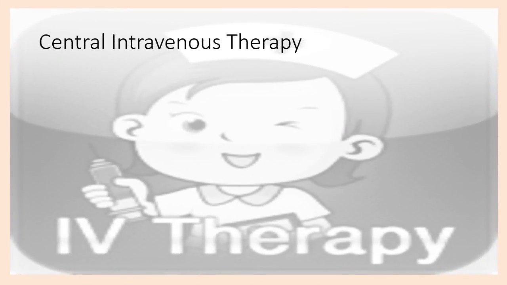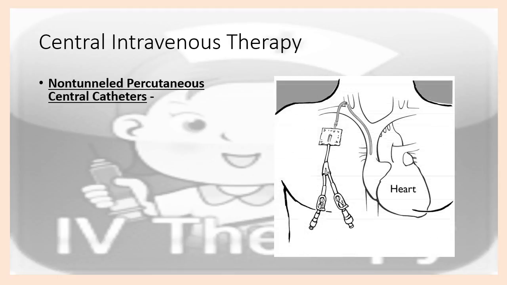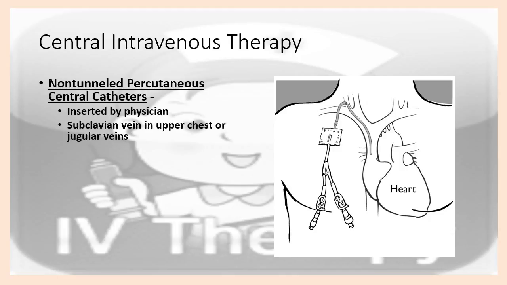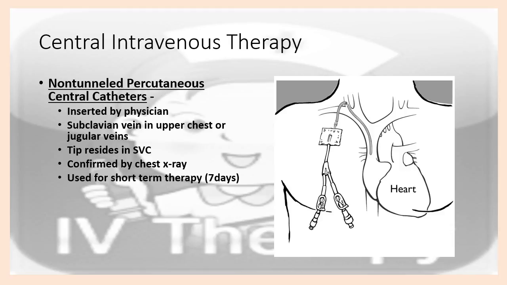Okay, continuing with the central intravenous therapy, we will now discuss the non-tunneled percutaneous central catheters. These are inserted by the physician. They are inserted in the subclavian vein in the upper chest or the jugular veins. The tip resides in the superior vena cava. It is also confirmed by a chest x-ray. Generally used for short-term therapy such as 7 days. The patient is placed in Trendelenburg for placement.